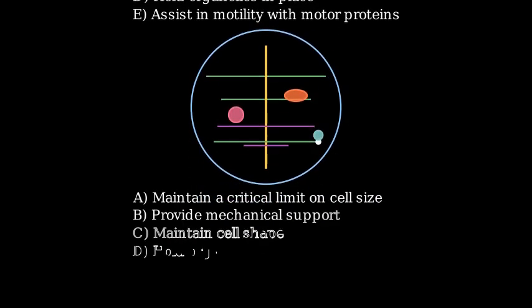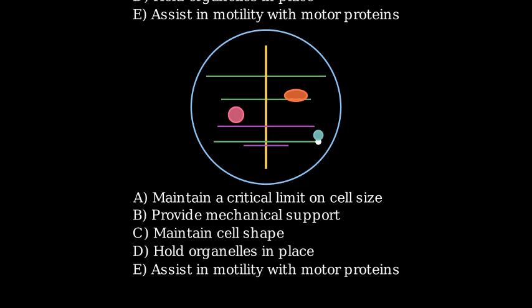The cytoskeleton does provide support, helps maintain shape, positions organelles, and enables motility with motor proteins. It does not set a critical upper limit on cell size. So the function not performed by the cytoskeleton is to maintain a critical limit on cell size.